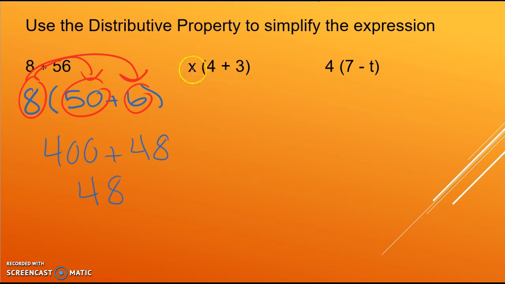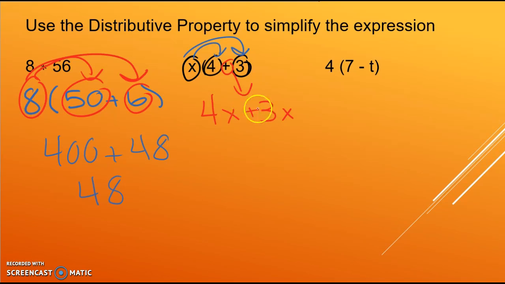For the second one, we are again going to circle our terms. That's always the first step when we are distributing. And then I'm going to draw my arrows to each number. So I have x times 4, which that's 4x, and then I have x times 3, which would be 3x, and then since I have a plus here, I need to bring that down. So I have 4x plus 3x, and it wants me to simplify all the way. So I have 4x plus 3x. Those are both like terms, so I can combine those. 4x plus 3x, that would give me 7x. That would be my final answer.